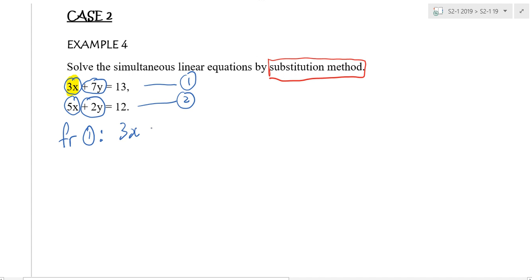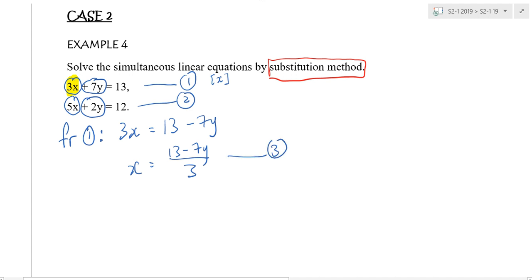Now, 3X is equal to 13. See, I want the X to be subject, means I want X to be alone. So I don't want the 7Y, right? So what must I do? Very good. Now, this is 3X. If I don't want the 3 here, how do I remove it? Very good. So this becomes a giant fraction, and I call this equation.